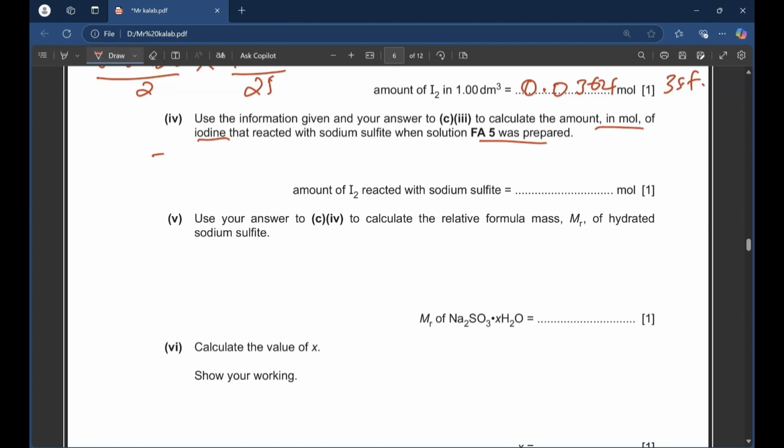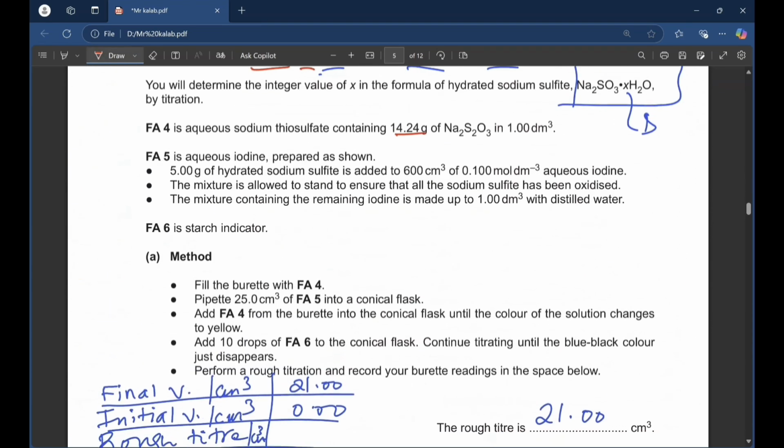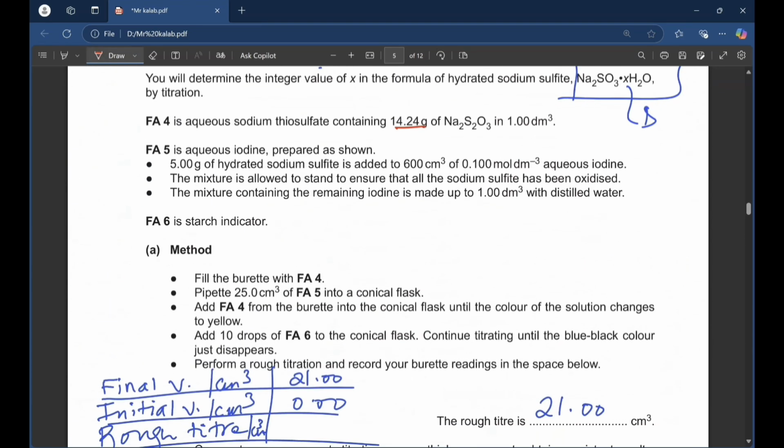Okay, now let's calculate the total amount of iodine. How do we calculate total amount of iodine? We go back to the step where it shows the preparation of Fa5. So it says Fa5 was prepared by mixing 5 grams of hydrated sodium sulfite when it is added to 600 cm³ of 0.1 mol/dm³ of aqueous iodine.